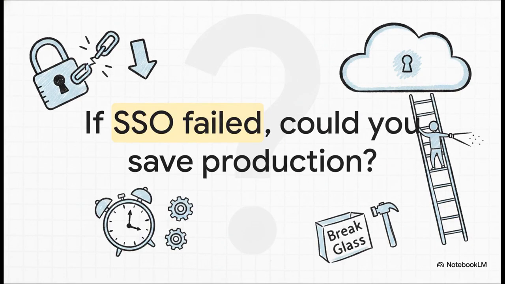So I want to leave you with this final kind of provocative thought. If your identity provider went down right now, tonight, at 2 a.m., could your team actually access your AWS accounts to save production? If the answer is no, it is urgently time to start building your Break Glass architecture.